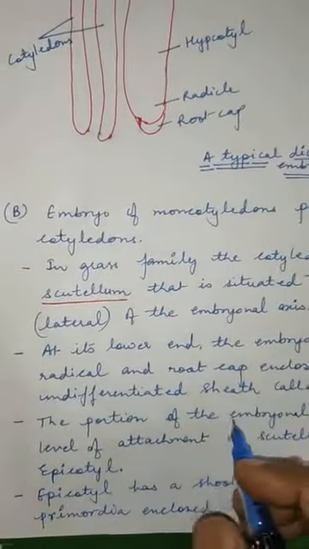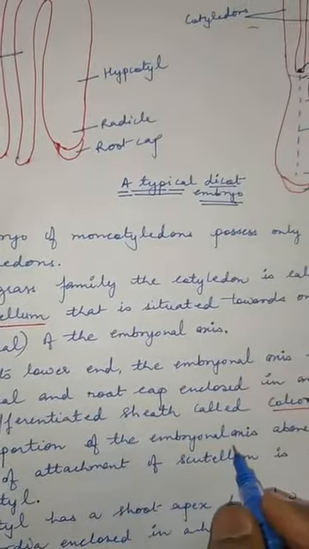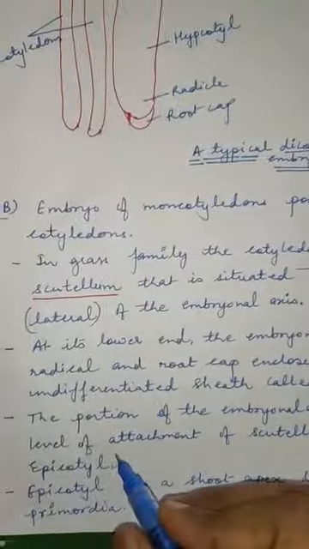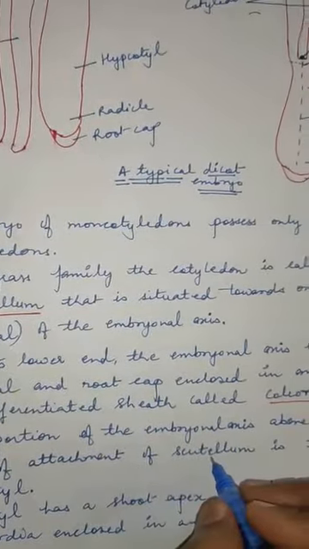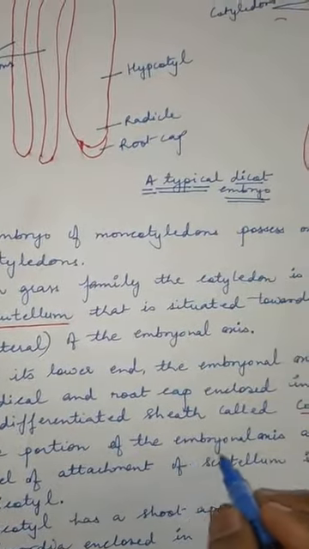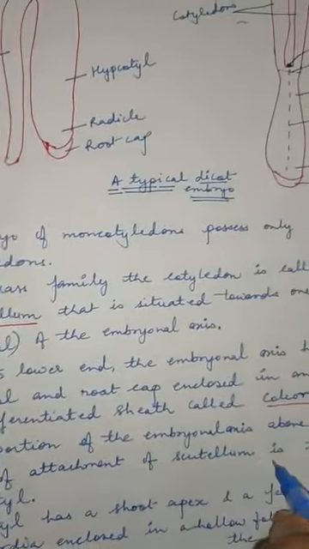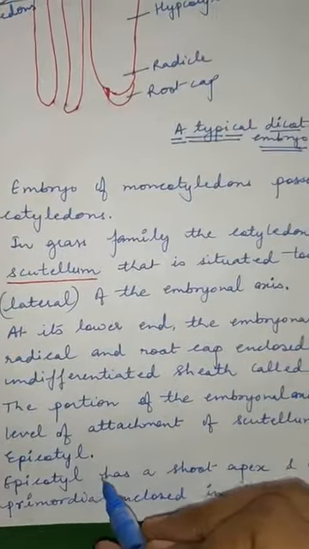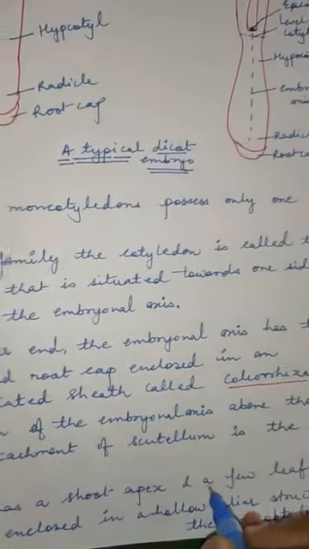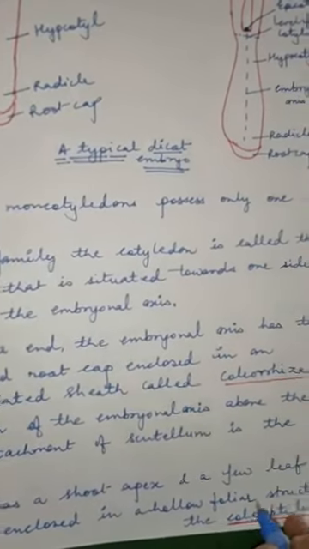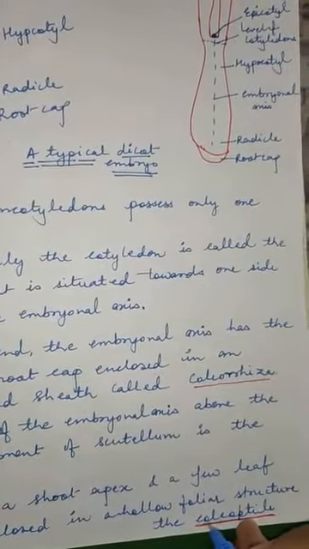Now the next point is the portion of the embryonal axis above the level of attachment of scutellum, which is the epicotyle, right? So there is an embryonal axis, and the structure above the level of attachment of scutellum is the epicotyle. The epicotyle has a shoot apex and a few leaf primordia enclosed in a hollow foliar structure, the coleoptile.